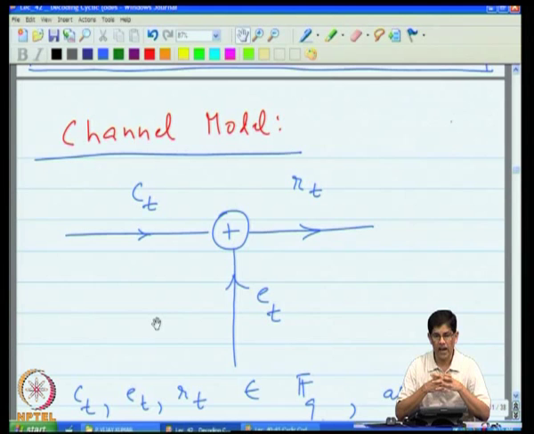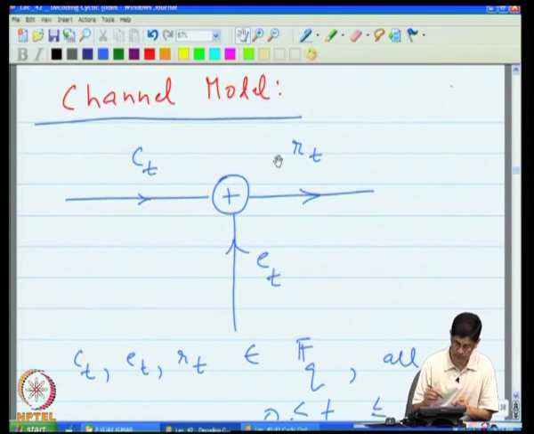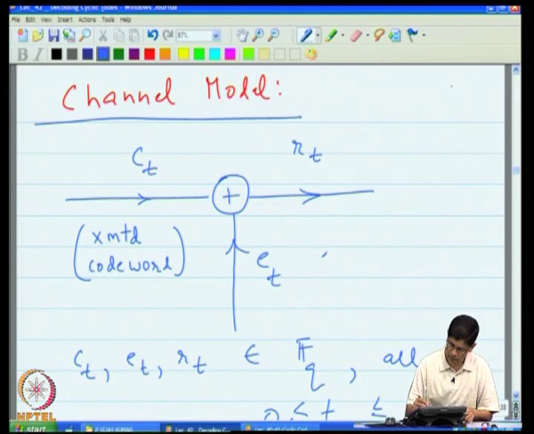So it is going to be modeled as an additive noise channel model, in which here is your transmitted code word, this is the noise or the error vector that is added to it, and that is your received signal. So, this is the transmitted code word, this is your error vector, and this is the received signal.